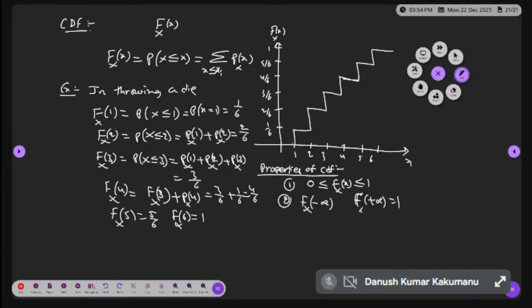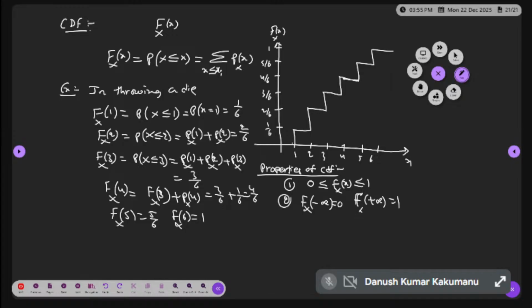In this case, what is the beginning sample point? 1, but it's what? 1 by 6. CDF of minus infinity is 0, no doubt. How does the CDF become 0, sir? If the beginning event is an impossible event, what is the probability of an impossible event? 0.